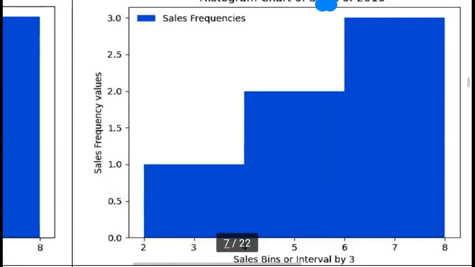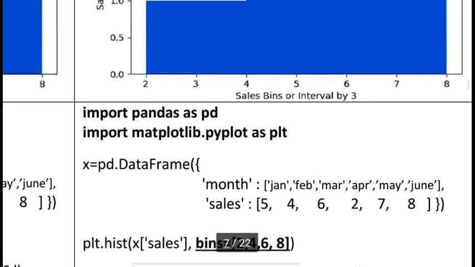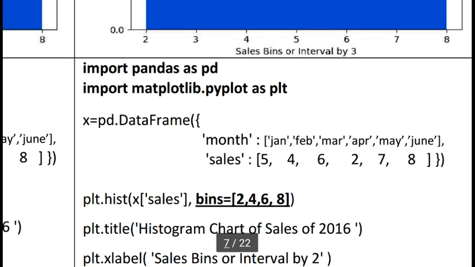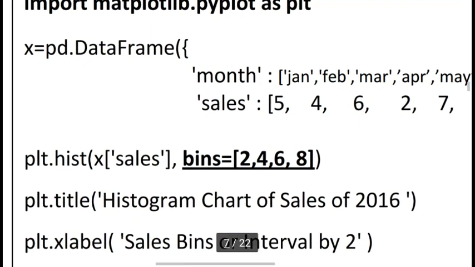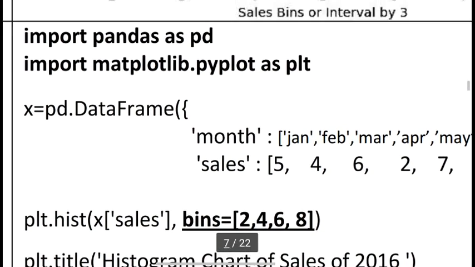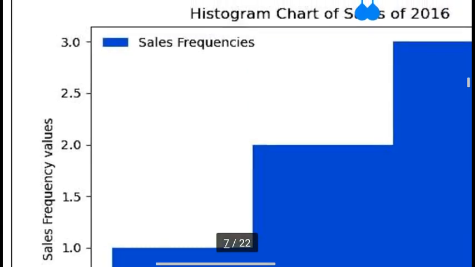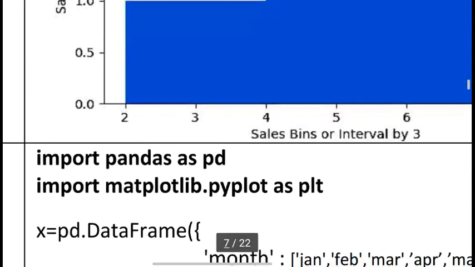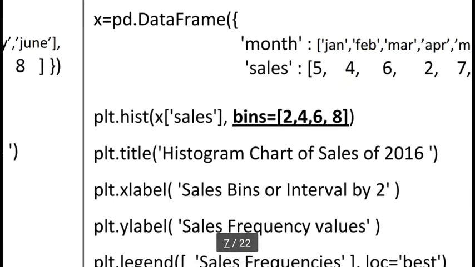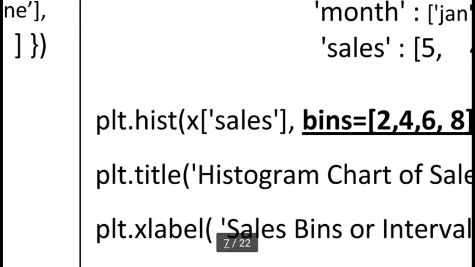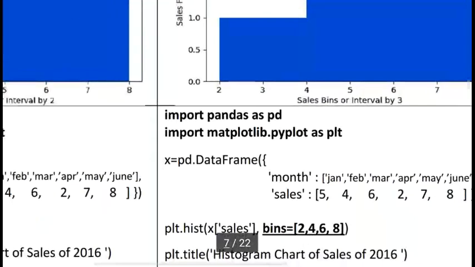You can use the same example, import pandas, the same thing, but here I am using one more interval. Here I am using 2 to 4, this is the first interval. 4 to 6, this is our second interval. 6 to 8, this is our third interval. Based on these intervals and our numerical column, it will create this frequency chart.